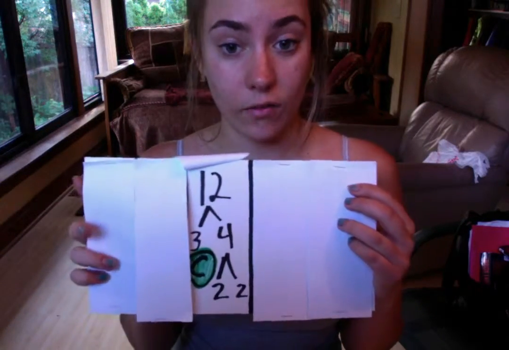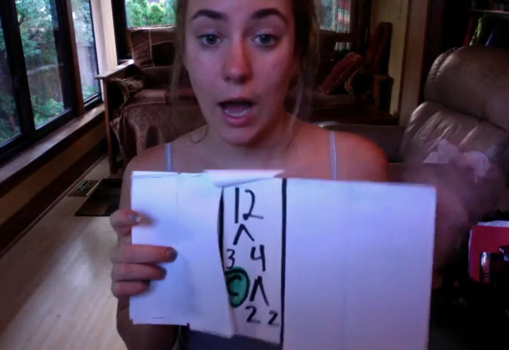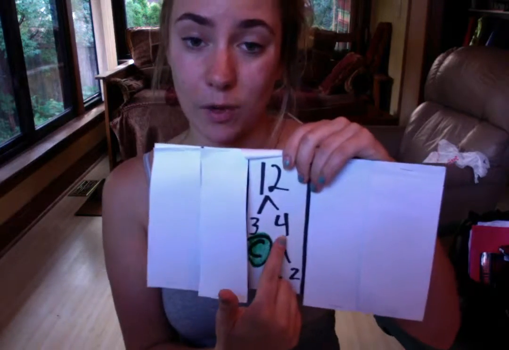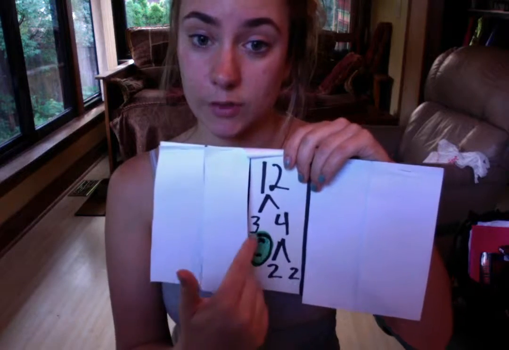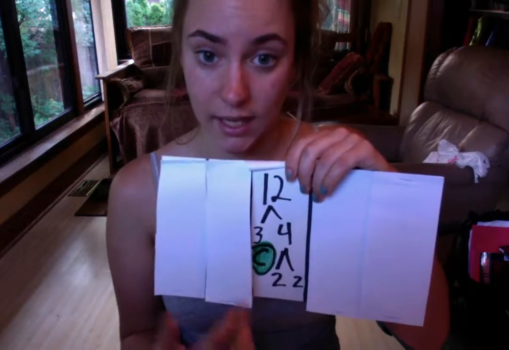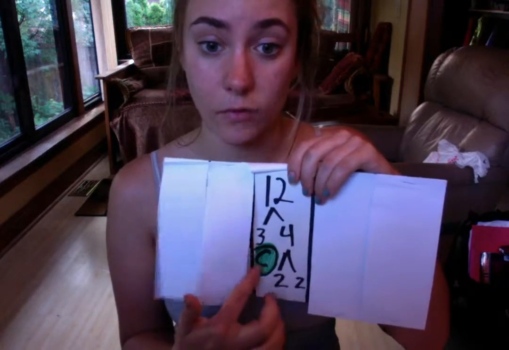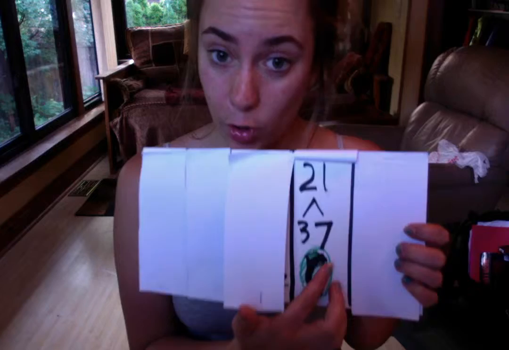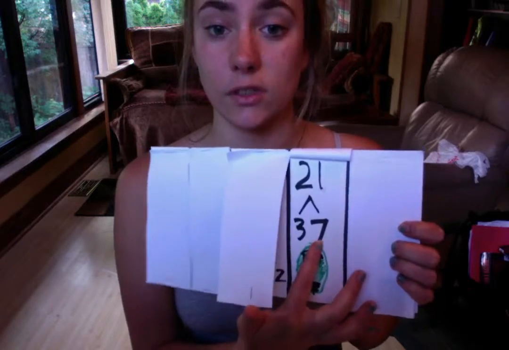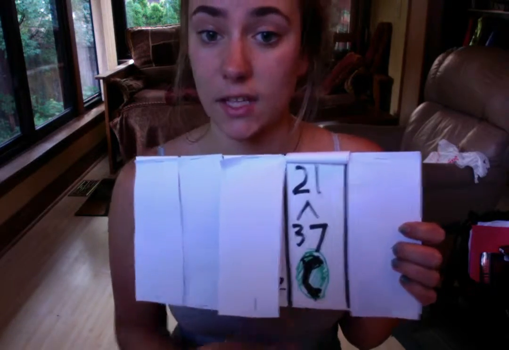Now we have 12. This is 3 and 4. However, 4 is not a prime number. This means you can break it down farther. So 2 times 2 times 3 is more than 2 factors besides 1 and itself, which means it's a composite number. Here we have 21, which is 3 and 7. 3 and 7 are both prime numbers. However, this factorization is not 1 and itself, making this a composite number.